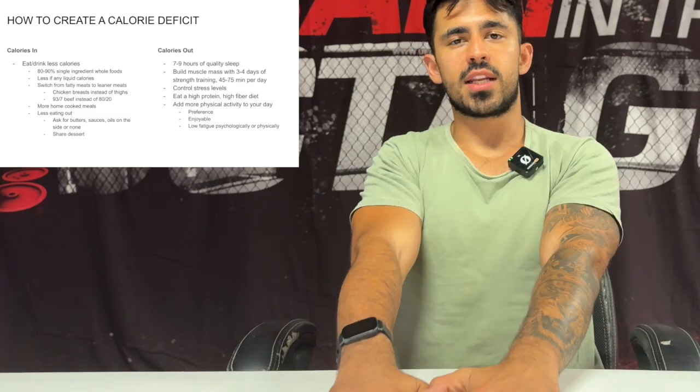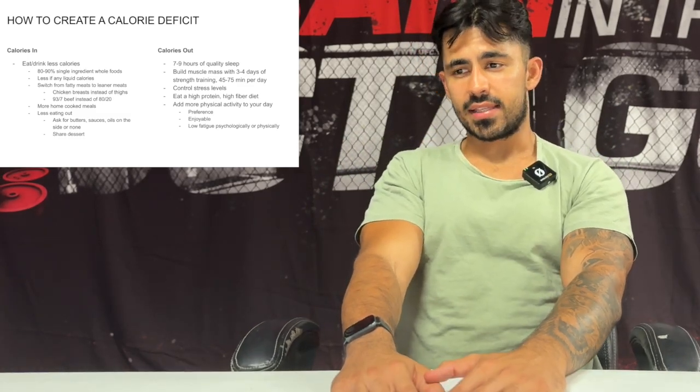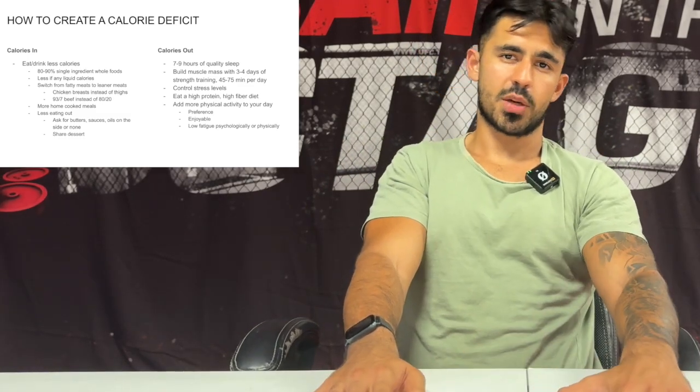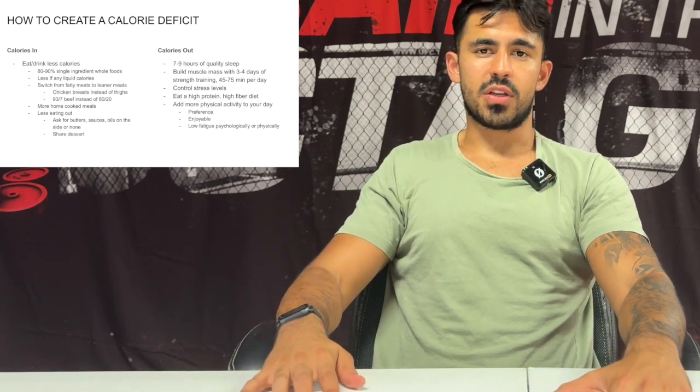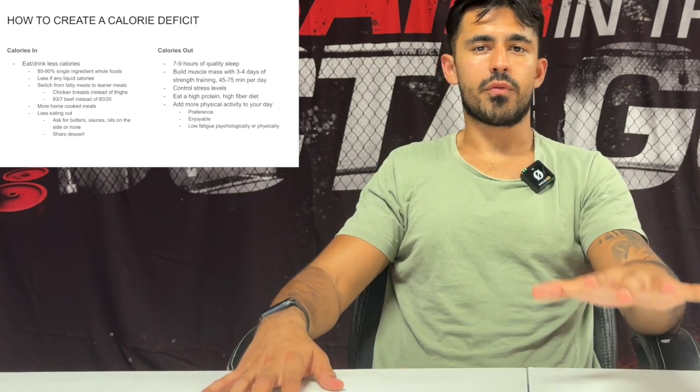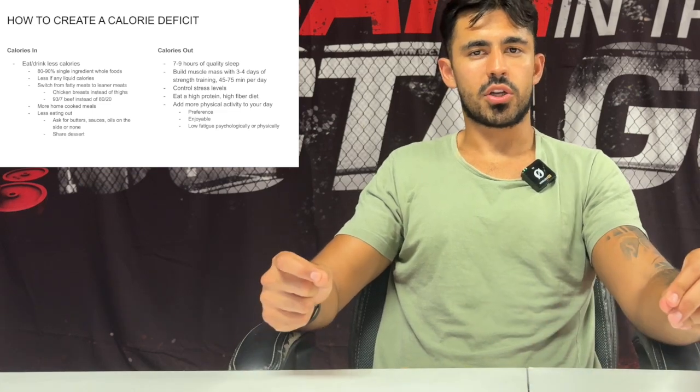Switching from fatty meats to leaner meats. This makes your diet not even feel like a diet, because instead of eating chicken thighs, you eat chicken breasts. Instead of eating 80-20 beef, you eat 90-10 beef. You just want to look for the leaner versions of what you already eat, and these little alternative switches make you feel like you're not even on a diet.